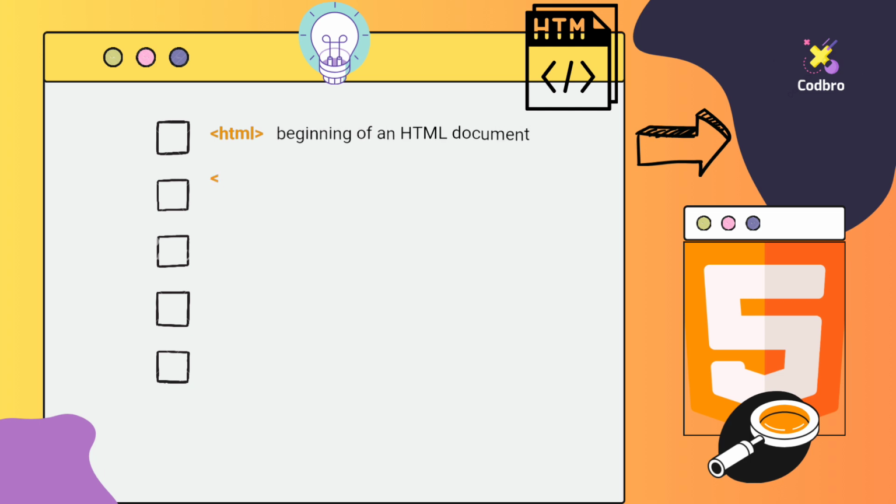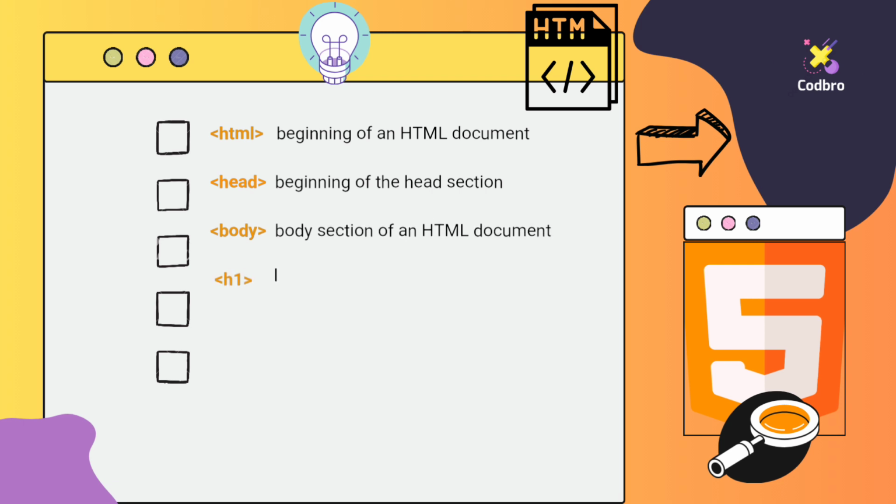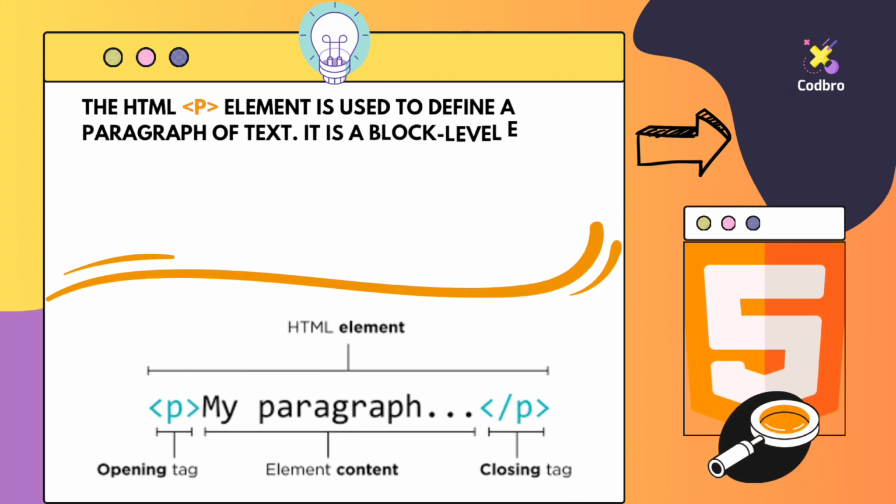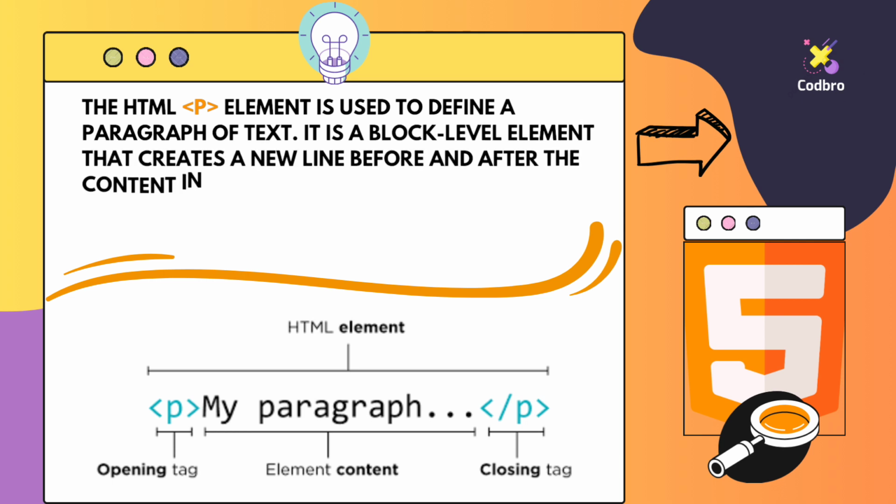HTML elements are like the building blocks of any HTML content, they define the structure and content of a web page. Each HTML element is created by enclosing content within opening and closing tags. For example, the P element is a block level element that creates a new line before and after the content inside the element.